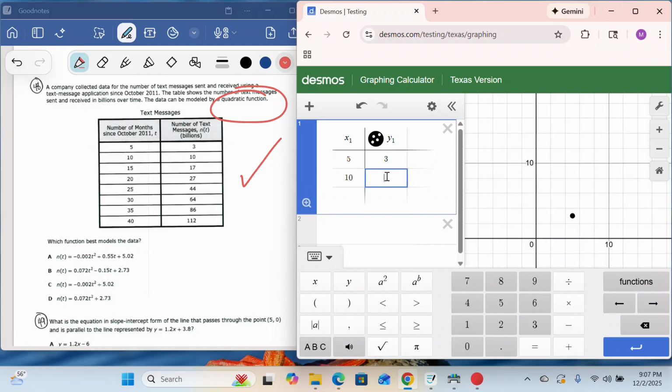So I have 10, 10. I have 15, 17. And as you can see, I can already start seeing my shape form, 20. And the only way that you will get this problem wrong is if you do not input correctly.